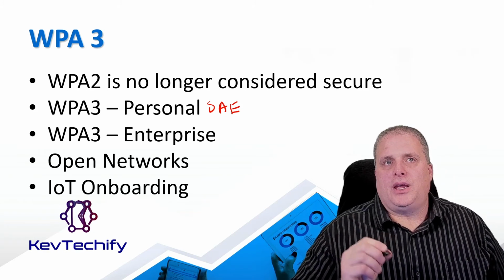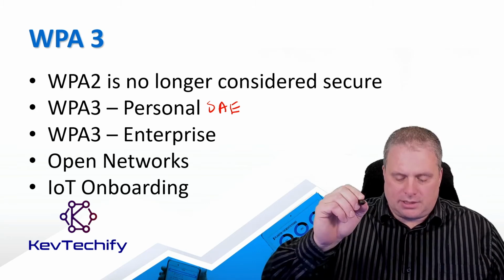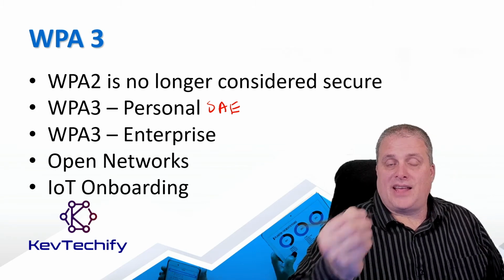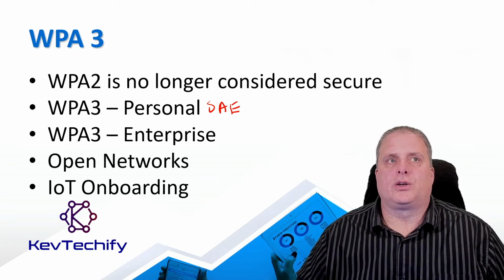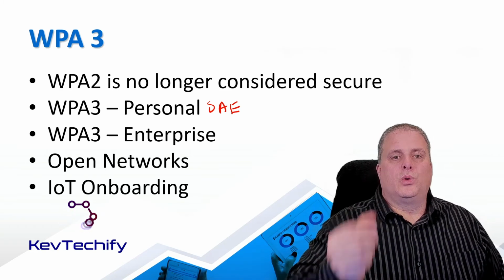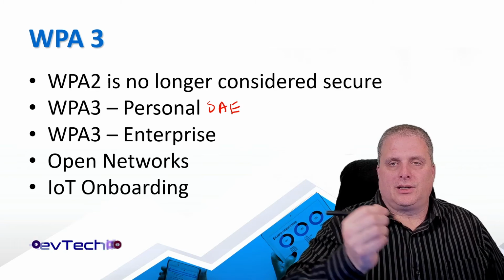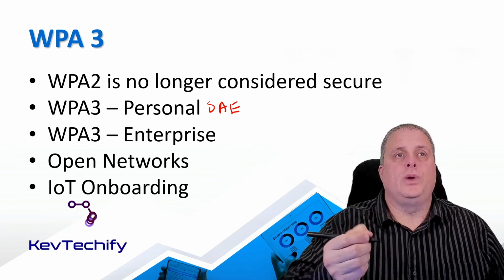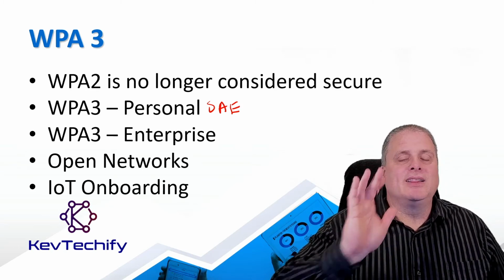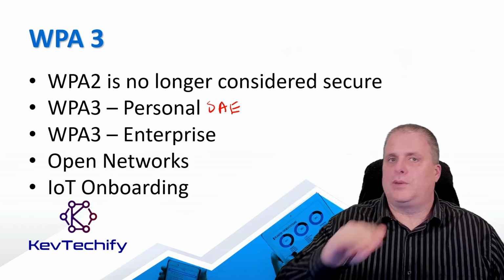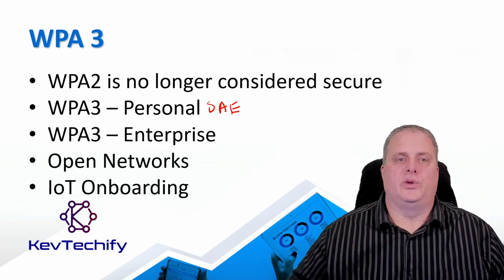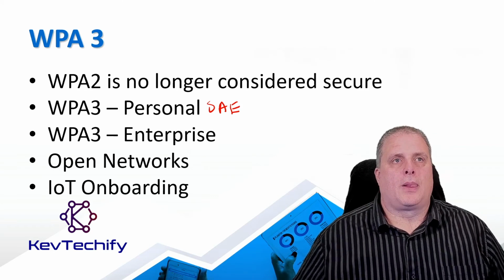WPA3 Enterprise uses 802.1x and EAP authentication. It's some advanced security you've built in there. It requires 192-bit encryption to work. The cryptography or cryptographic suite, 192 bits, and it eliminates mixing of protocols. And what that basically means, if you use WPA3, that's all you can use. You can only use those standards.